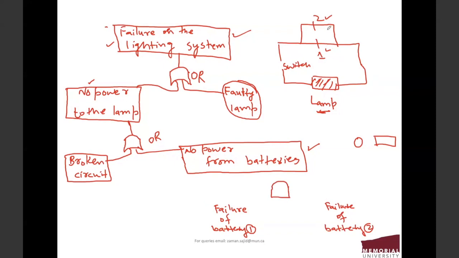One more thing. If this is my failure of battery one, I cannot further classify this unless I have more system defined. So I'm going to use a circle around it instead of a rectangle. And same with the failure of battery two. I'm going to use them as basic events now because I don't have further classification into the system. And they are linked to their top event, which is no power from batteries. Because I now have basic events, I don't need to worry about this no power from batteries event. I'm done with this. Now we need to look at the broken circuit.